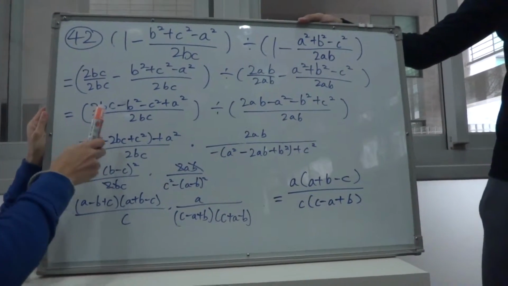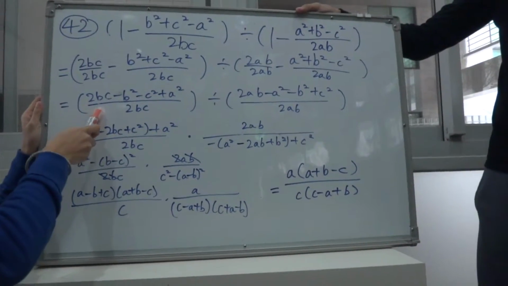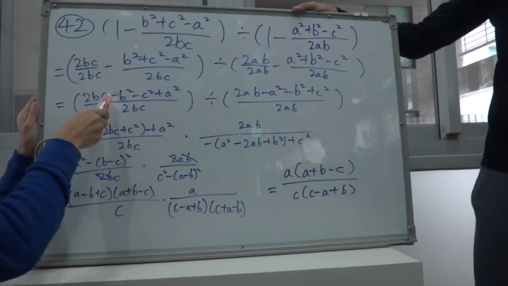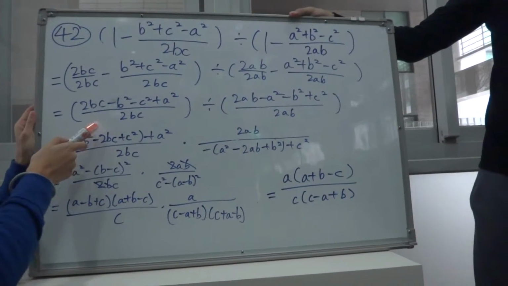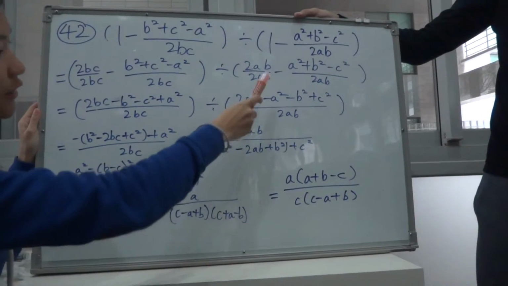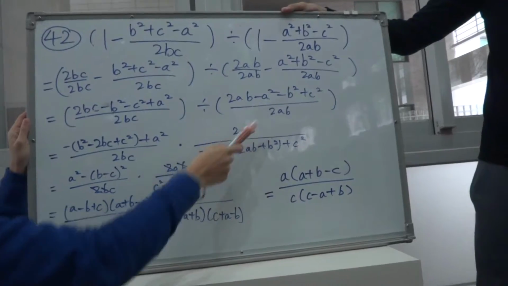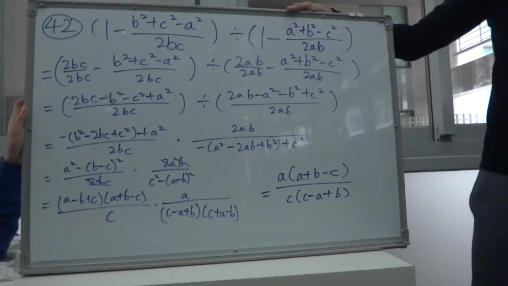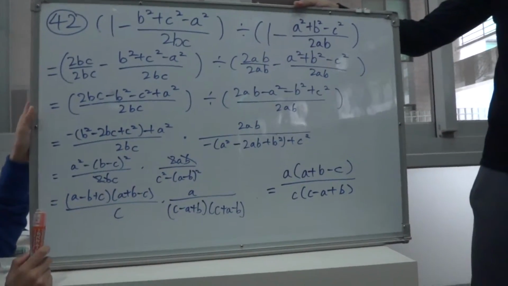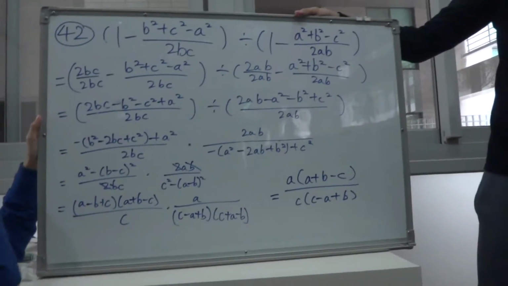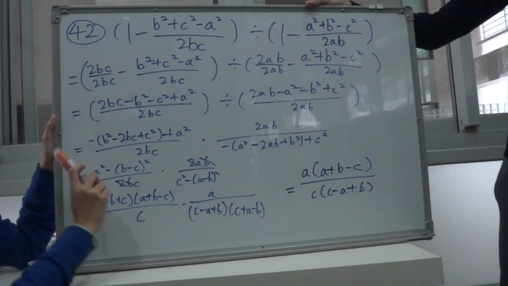And now you merge these two fractions together, and now it becomes 2bc minus b squared minus c squared plus a squared over 2bc, divided by 2ab minus a squared minus b squared plus c squared over 2ab. And now you see that these three terms are a perfect trinomial. So you put them like this in the parentheses and take the negative sign out.